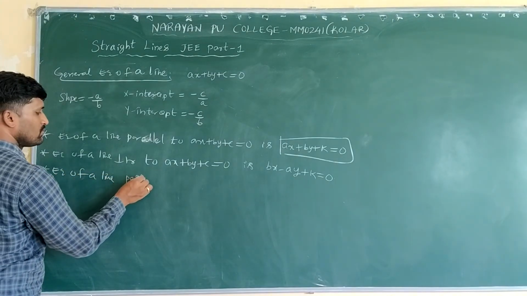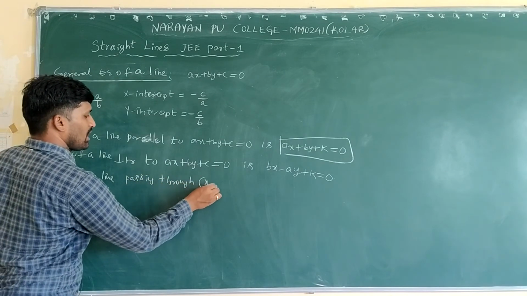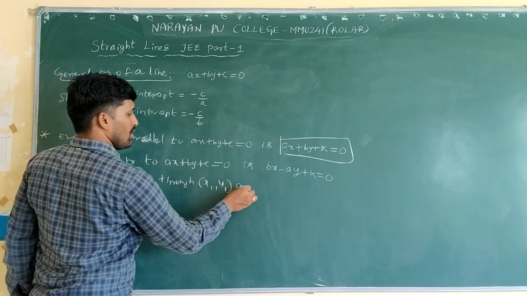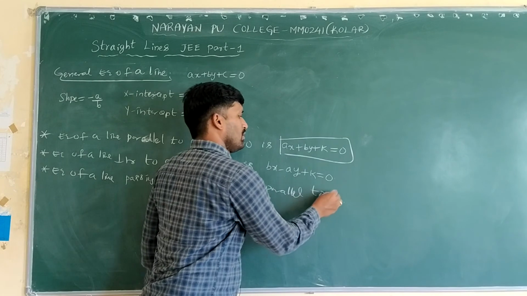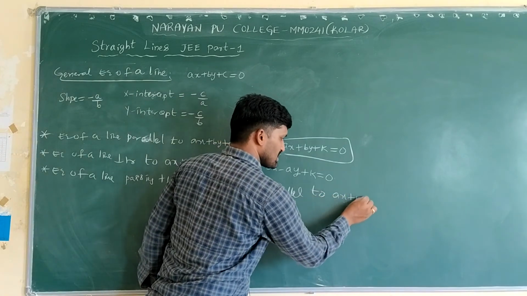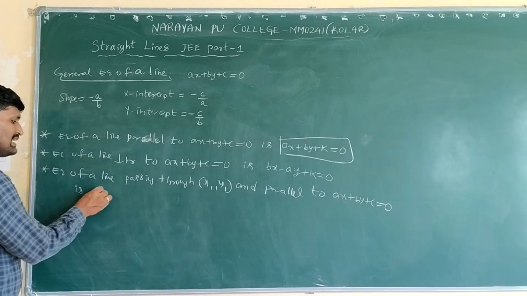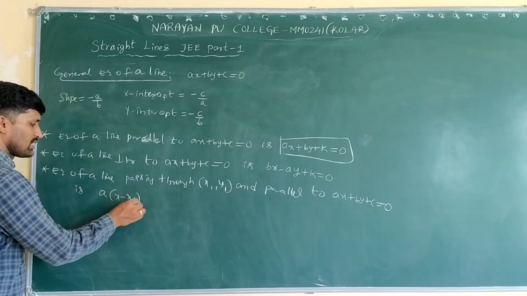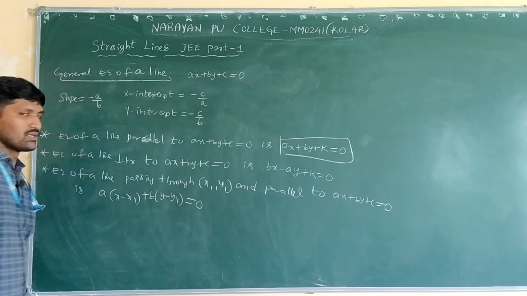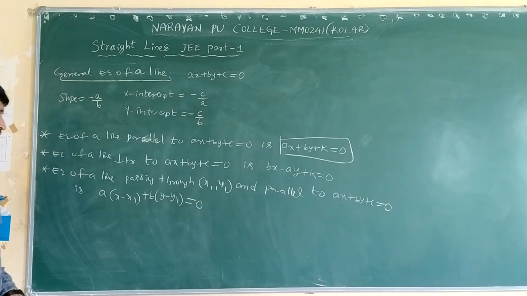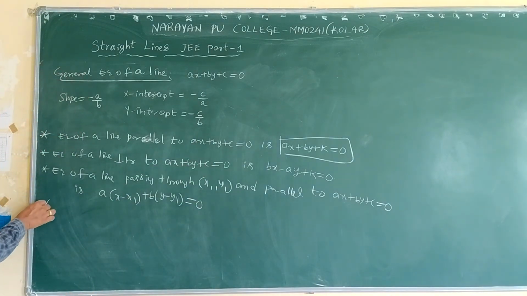Equation of a line passing through x1 comma y1 and parallel to ax plus by plus c equal to 0. Then directly we can find the equation of the line, that is a into x minus x1 plus b into y minus y1 is equal to 0. We can use this formula directly for a line passing through a point and parallel to a given straight line.